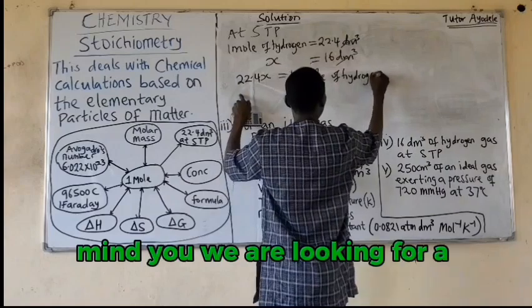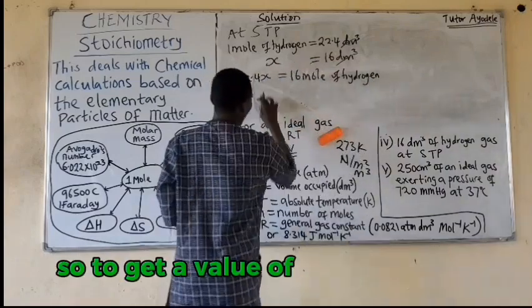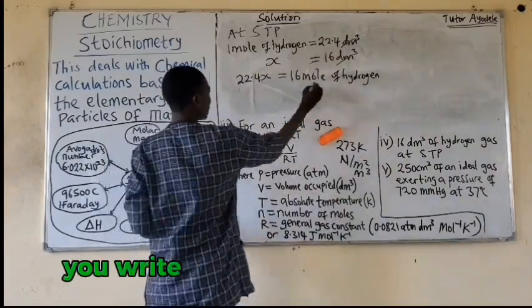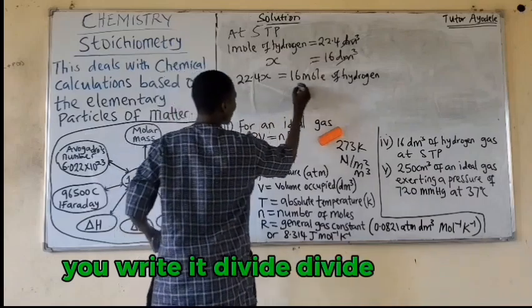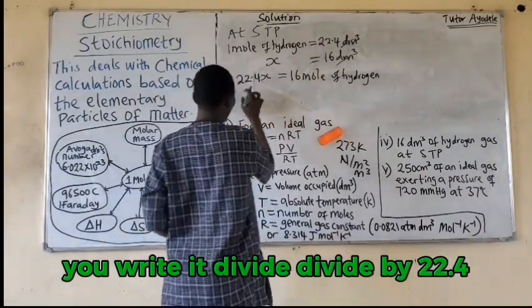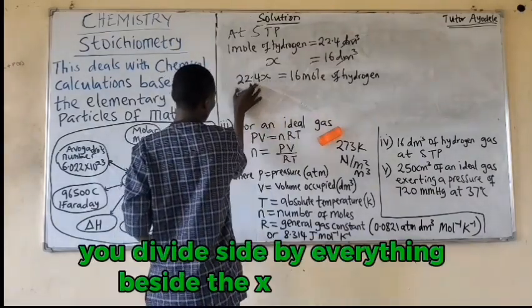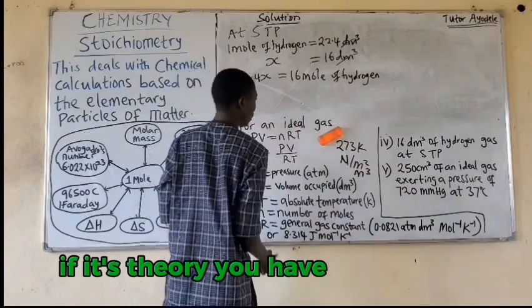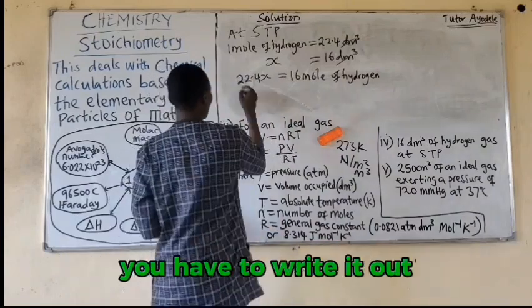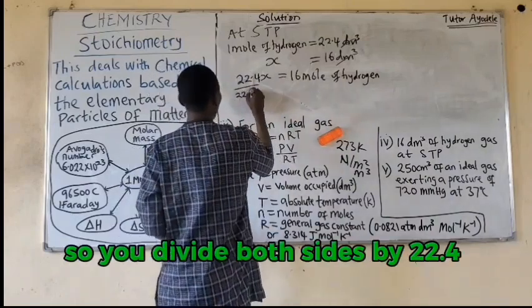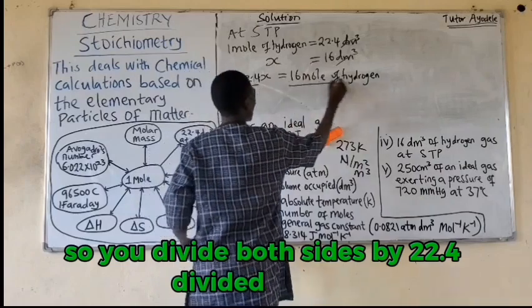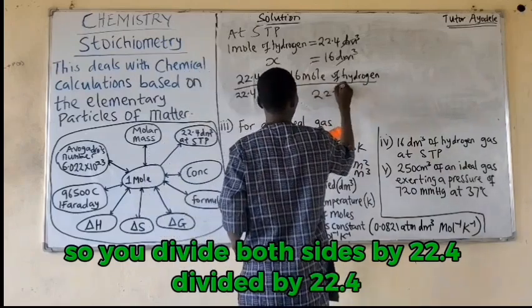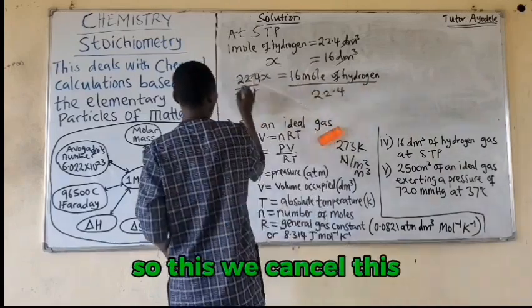Mind you, we are looking for the value of x. So to get the value of x means what? You will write it in the exam: divide both sides by 22.4. You divide both sides by everything beside x, that is 22.4. If it is theory, you have to write it out. So divide both sides by 22.4, so this cancels this. You are now left with what?